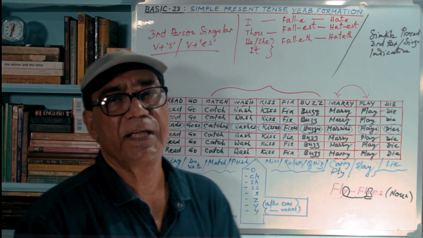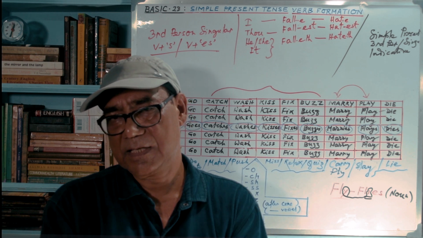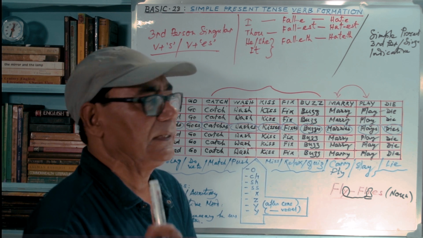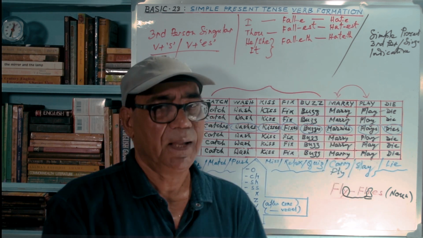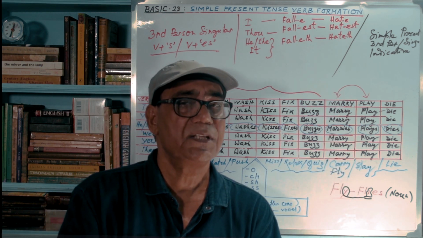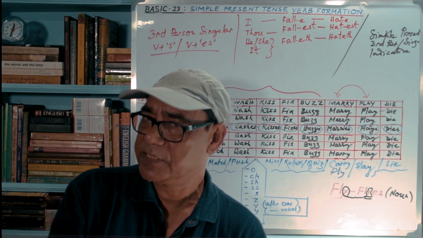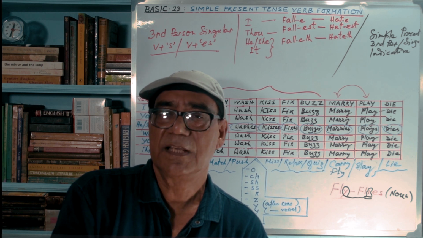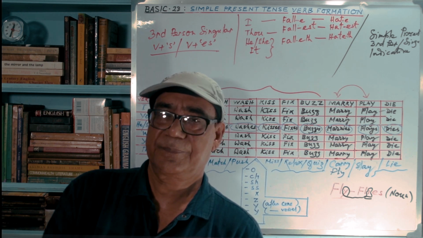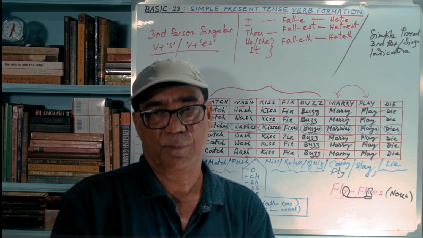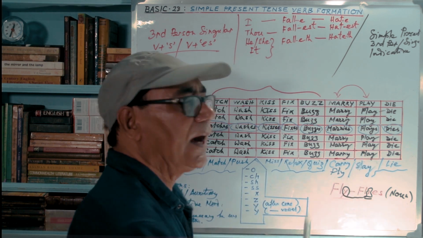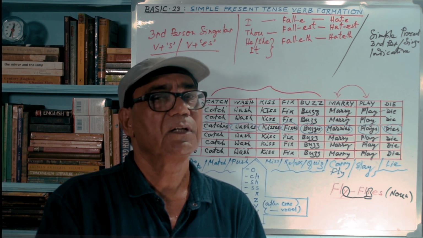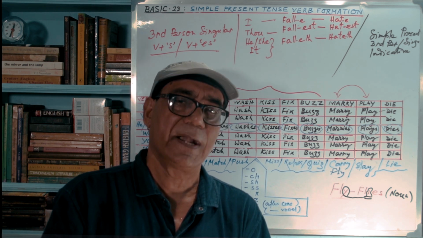So here we say he marries his girlfriend or she marries his boyfriend. No problem, I-E-S. And play, the last Y is preceded by a vowel sound. If Y follows a vowel sound, then only a single S would be given there. He plays football. Now the last one, die, D-I-E. No problem, just add an S, because already E is there, you have to add an S.